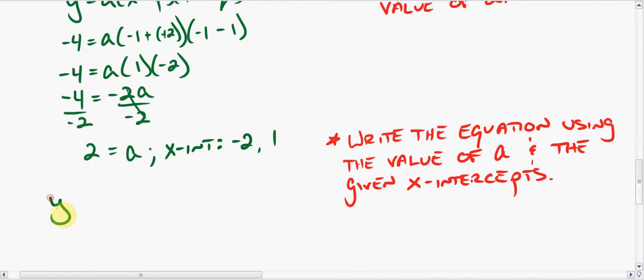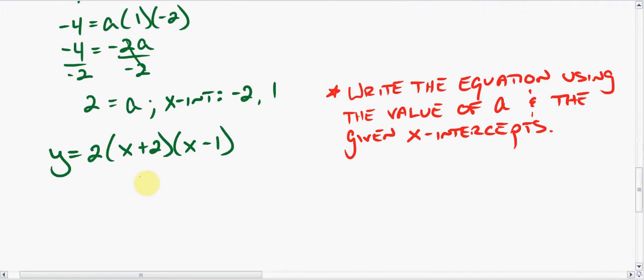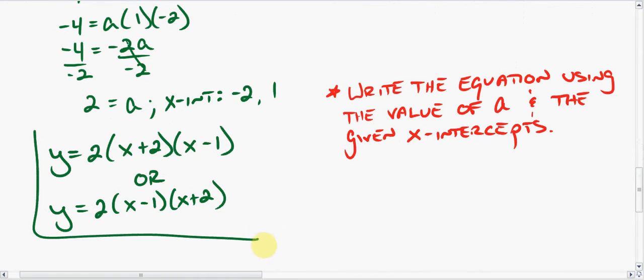So my final answer is going to look like y equals 2 times x plus 2, x minus 1. So remember, these are going to be opposites when you write your equation. Or you could have switched these two quantities and said y equals 2, x minus 1, x plus 2. Both of these are acceptable. Alright, and that's part 2.